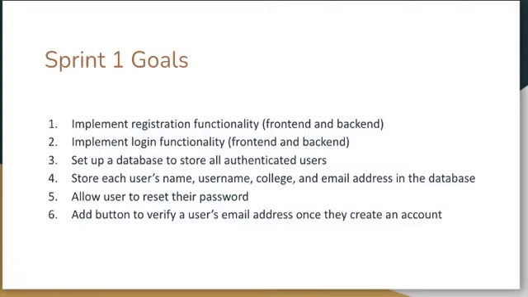We also added error checking so that users cannot register for another account with an already existing email address or username. When users log in, their login information is checked to ensure that they are signing into a valid account. Then, we linked the database to the application to store the information that users provide when they register for an account. This includes the user's username, full name, college, and email address. We then added a link to let the user reset their password if they forget it, and then added a button to verify that a user's email address is legitimate.